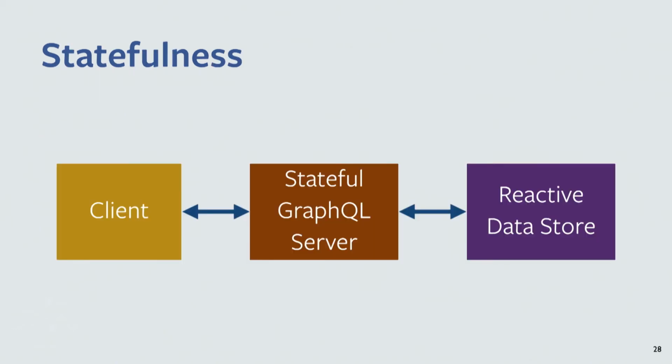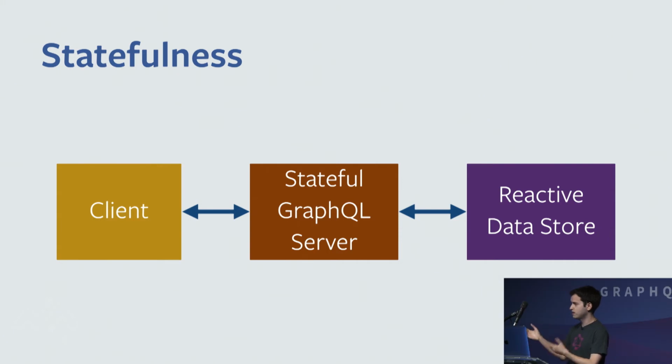A basic diagram of what a live query engine could look like is a little like this. You have a client which has a bidirectional connection to a stateful GraphQL server. Again, it has to be stateful because something needs to maintain the connections and be able to push up updates. And then the server has a bidirectional connection to a reactive data store so that the data store can push updates to the server when data changes, and then the server can push updates to your clients.